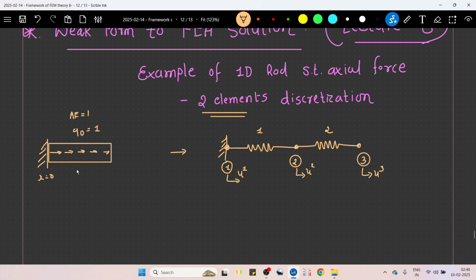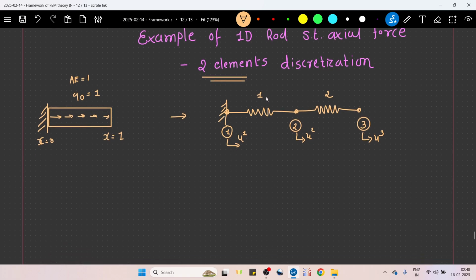So this is our problem. Unit length of rod, x equal to 0, x equal to 1, q0 and a equal to 1. If I discretize it into two finite elements, this is element 1, element 2. Then I will have three nodes: node number 1, node 2, node 3. Displacement at node 1 is u1, at node 2 is u2, at node 3 is u3. So I can represent this domain as subdomains or an assembly of two finite elements, something like this.